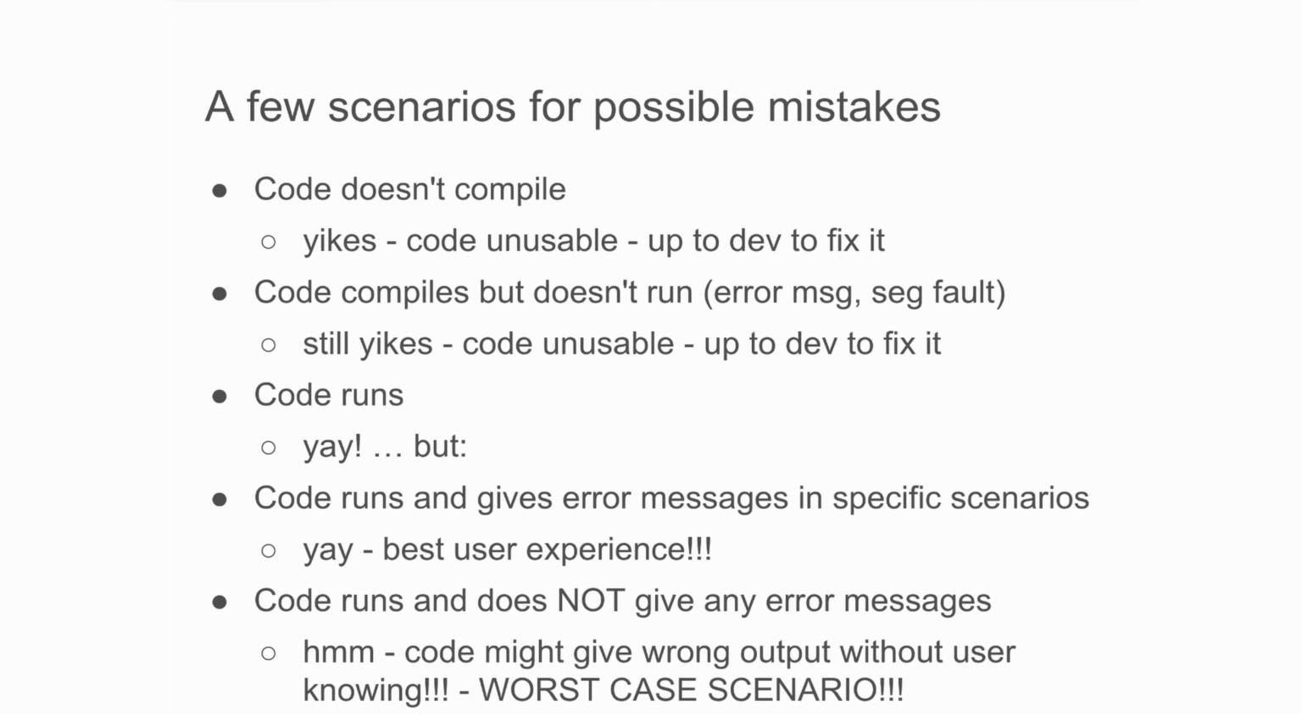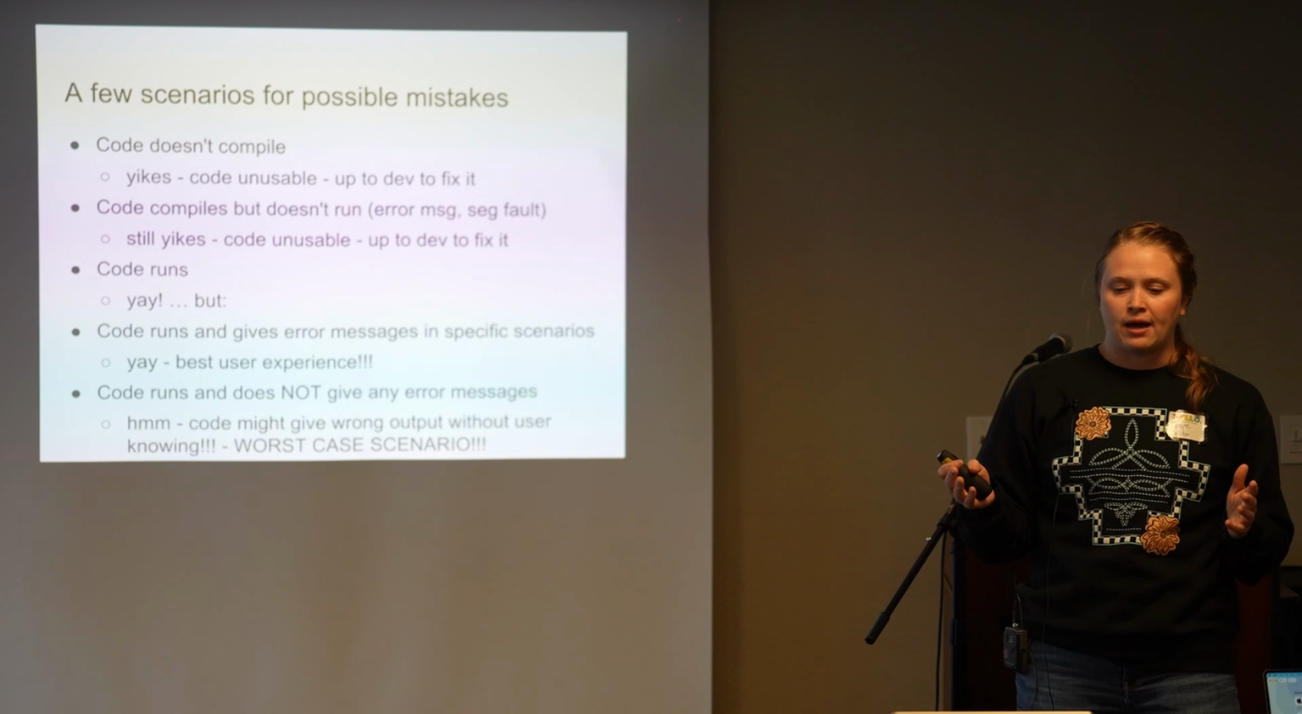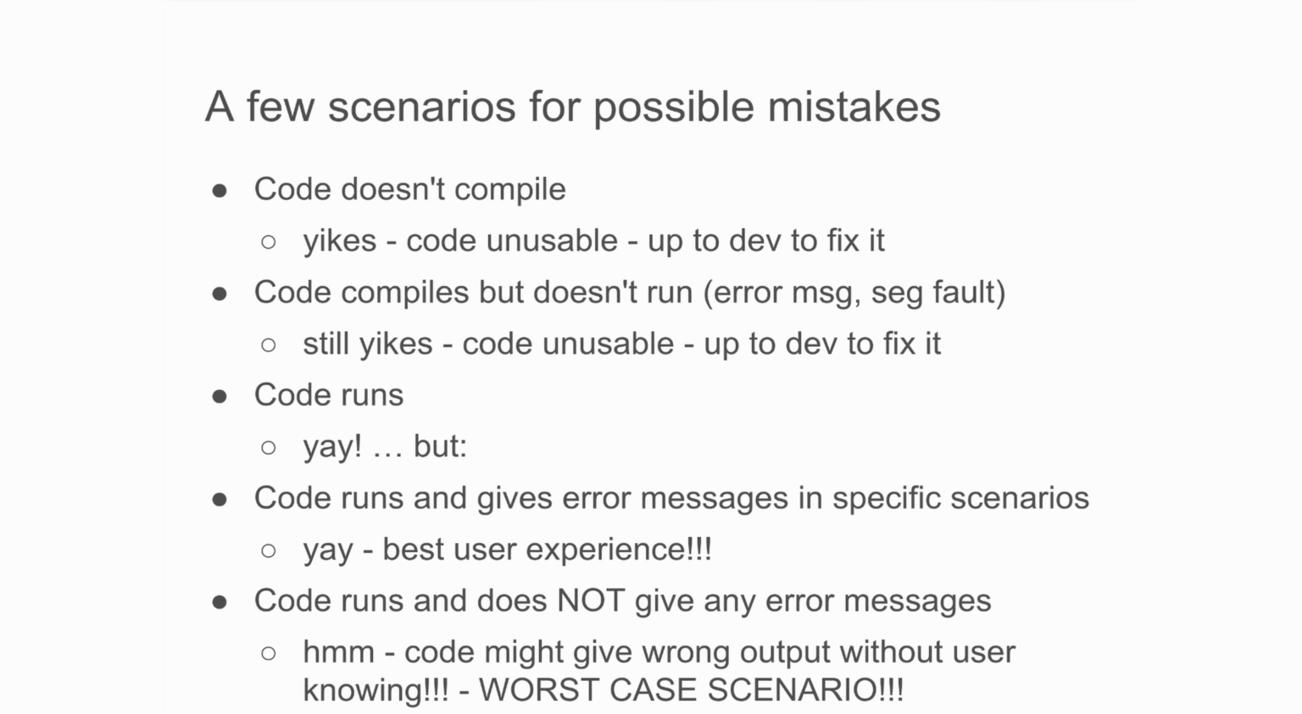So here are a few scenarios that could be possible while you're developing your code. So maybe your code doesn't compile. That means your code is unusable, and it's up to the developer to fix it, right? So this is not a good scenario, but it's addressable. It's not compiling, so you need to fix whatever's causing it not to compile. Maybe your code compiles, but it doesn't run, or maybe you're writing in Python and your code just doesn't run. So still not good. The code is unusable. It's up to you to fix it.